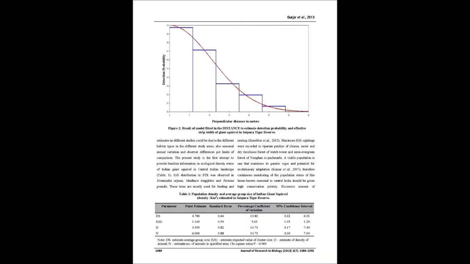Density estimate with total effort of 276 km line transect shows 5.5 plus minus 0.82 squirrels/km2. This study provides first baseline information on ecological density estimate of Ratufa indica centralis in central Indian landscape. Reduction of anthropogenic pressure should be the first priority for park managers in Satpura Tiger Reserve.